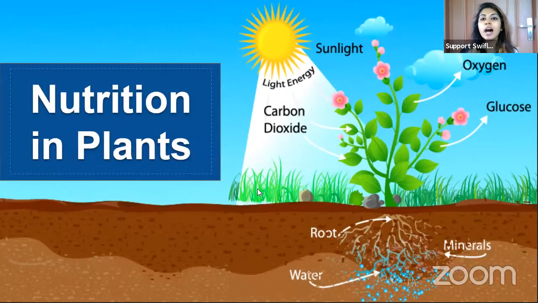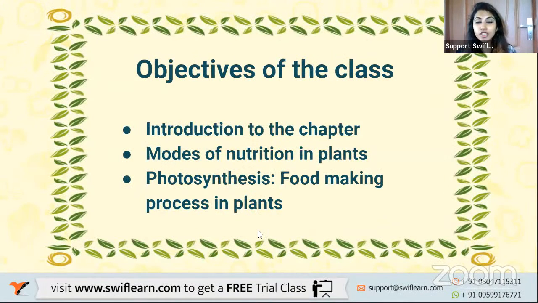So let's start with our topic today, that is nutrition in plants. I hope many of you know what nutrition in plants is and how it is made. I will give you a detailed idea and perspective about how nutrition takes place in plants. Today's objective for our class is, first, we will be introduced to the chapter, that is, what exactly is nutrition, how is nutrition made in plants, and how it reaches us humans. All this we will be learning in today's class.